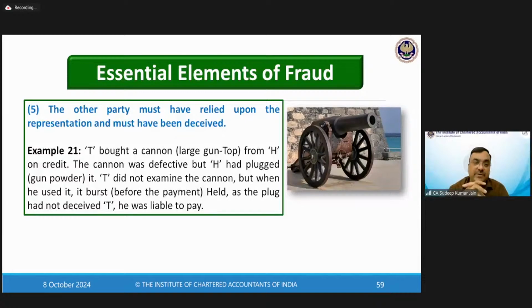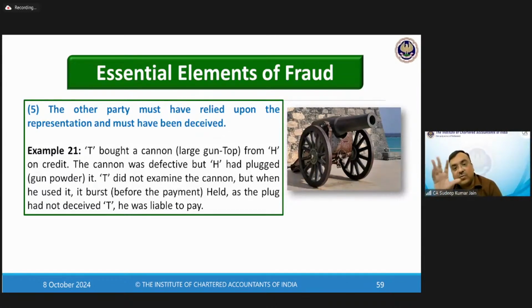See example number 21. T bought a cannon. You see the cannon on the slide? From H on credit. The cannon was defective, but H had plugged gunpowder in. T did not examine the cannon, but when he used it, it burst. Held: the plug had not deceived T.